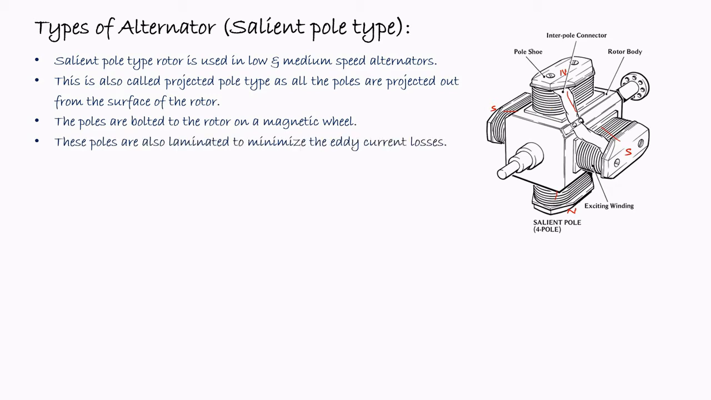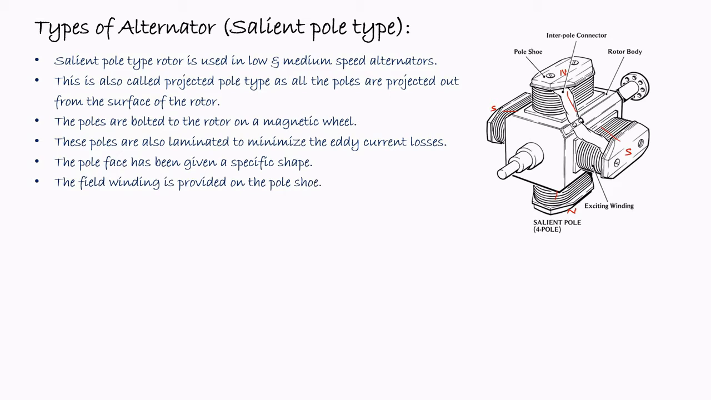These poles are also laminated, which is basically used to minimize the eddy current losses. The pole face has been given a specific shape, that is the requirement of the rotor. So the pole face, or we can say the pole shoe, is of a specific shape. The field winding is provided on the pole shoe that we have mentioned earlier.